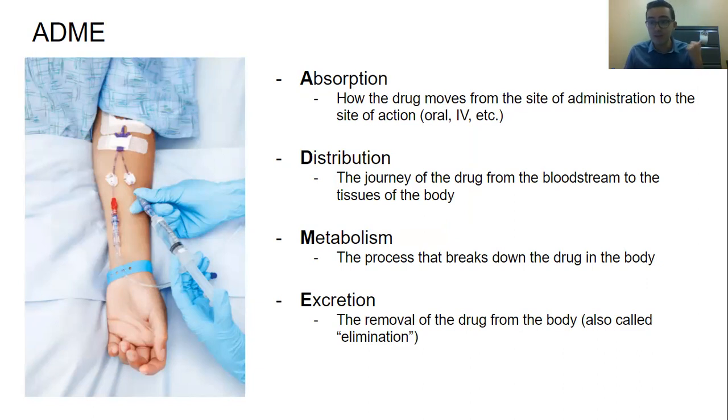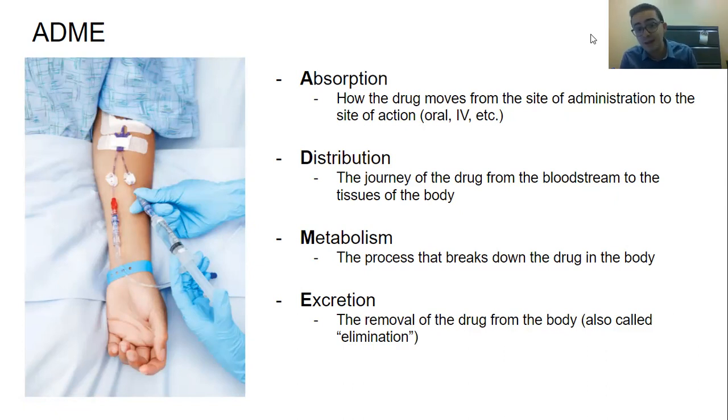So it could be orally, like I was talking about on the other slide. It could be IV, intravenous, so you might get it through, as you see right here, just through an IV in the arm. Could be subcutaneous, into the fat just under the skin. Multiple others, it could be a patch, it could be a nasal spray, you name it. However it is first administered into the body, that is how it is absorbed, and that's the first step of pharmacokinetics.